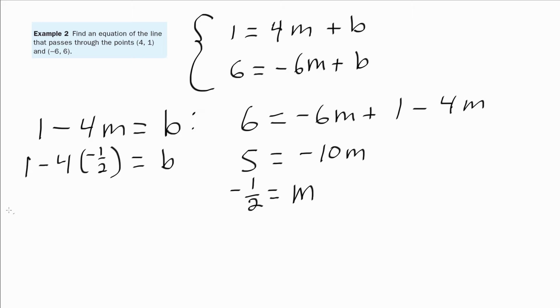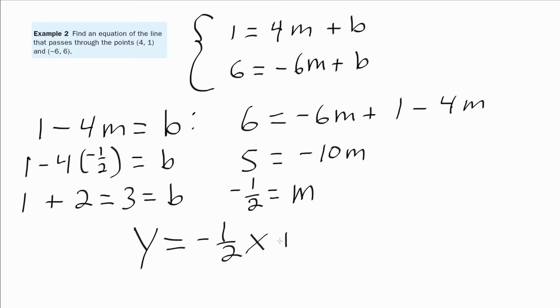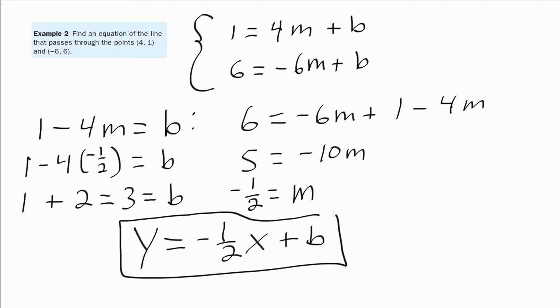A negative negative is a positive. 2 goes into 4 2 times. 1 plus 2 equals 3, which equals b. So I get for my equation that y equals negative 1/2 times x plus 3. I have solved for the equation of a line through 2 points using a system of linear equations.